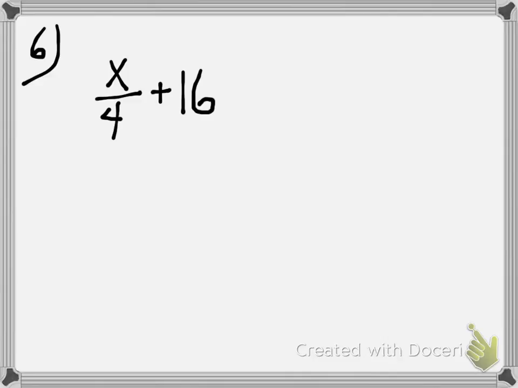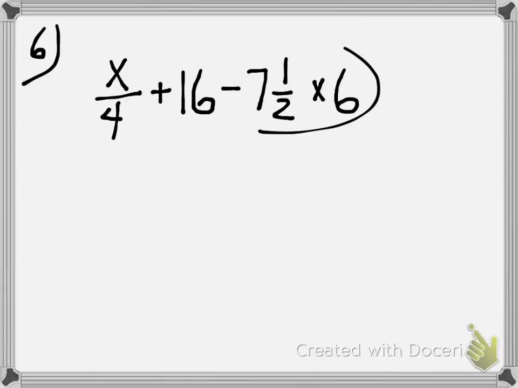Then they want you to subtract 7½ from that sum, so minus 7 1/2. And then they want you to multiply the last result by 6. But they don't just want you to multiply 7½ by 6, which is what you would have to do here with order of operations. They want you to do the whole thing by 6. So the way we're going to do that is by putting parentheses around these.